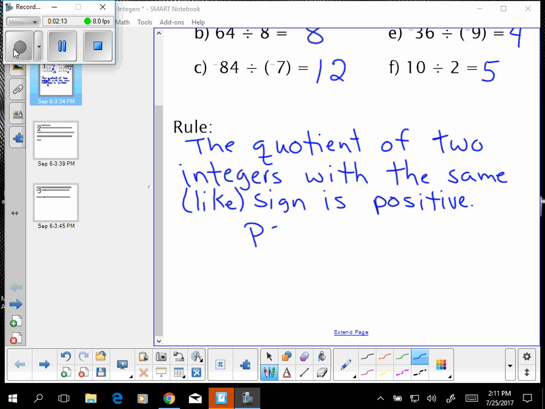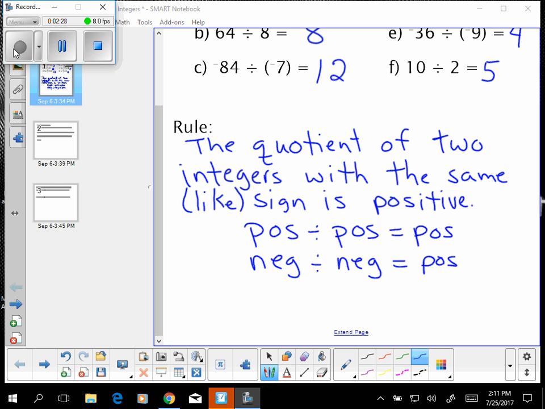If I take a positive number and divide by a positive number, my answer is going to be positive. However, if I take a negative number divided by a negative number, my answer will also be positive. So you'll notice, hopefully, that these rules are somewhat similar to the multiplication rules. Same signs are positive when I multiply and when I divide.